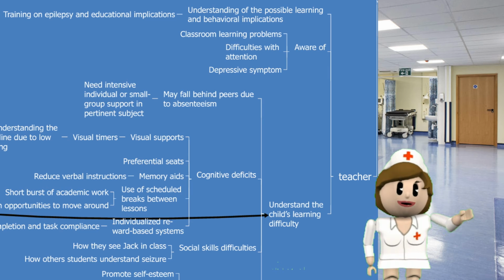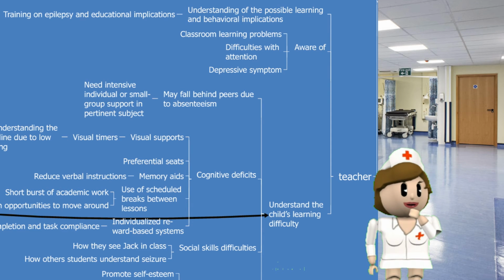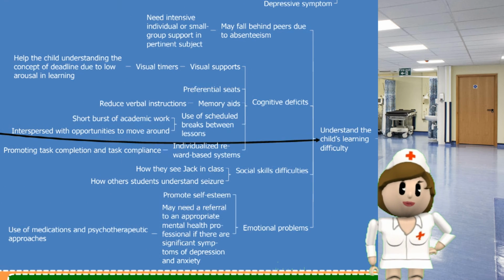For the teacher's knowledge of epilepsy, we should assess how much the teachers understand the possible learning and behavioral implications of a student having seizure, and assess the need of training on epilepsy and educational implications. On the other hand, we should assess if the teachers are aware of any difficulties with attention, depressive symptoms, and classroom learning problems of Jack, as well as the direct effects of seizures on learning, because children with seizure may suffer lowered self-esteem and lack of motivation to learn.